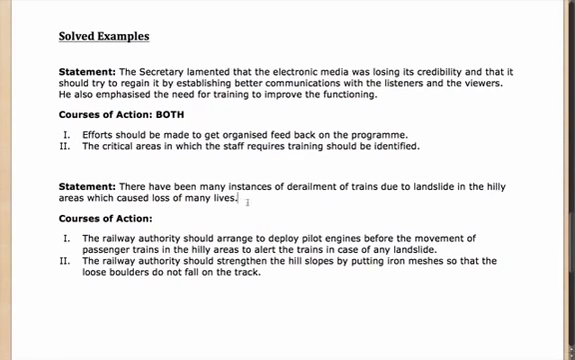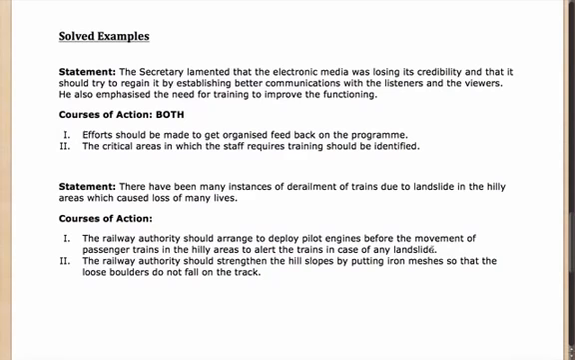So, well, this is a very problematic situation which needs to improve. This is essentially a type 2. Now, which course of action would you recommend? The first course of action is the passenger authority should arrange to deploy pilot engines before the movement of the passenger trains in the hilly areas to alert the trains in case of any landslide.